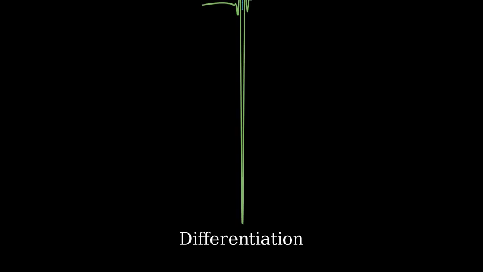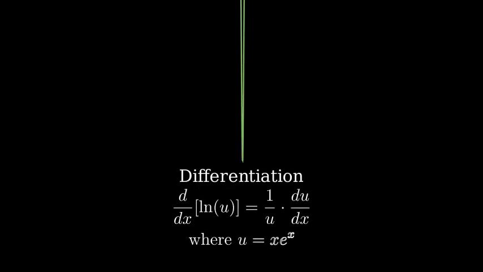Let's differentiate this function. We'll use the chain rule since we have a composition of functions. The derivative of ln of u with respect to u is 1 over u, and we multiply this by the derivative of the inner function. So the derivative is 1 over x e to the x times the derivative of x e to the x. Using the product rule, the derivative of x e to the x is e to the x plus x e to the x. Therefore, our final derivative is 1 plus 1.